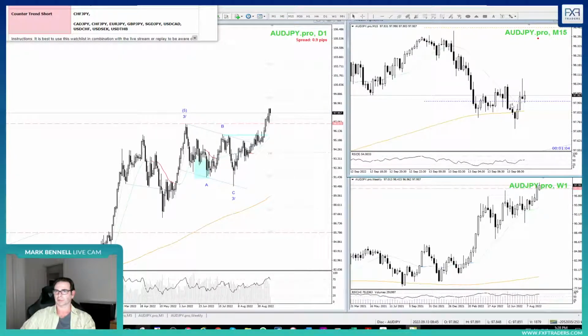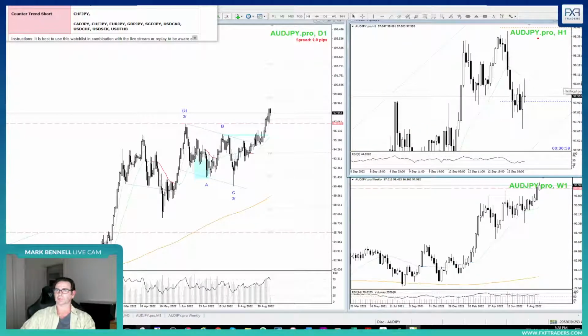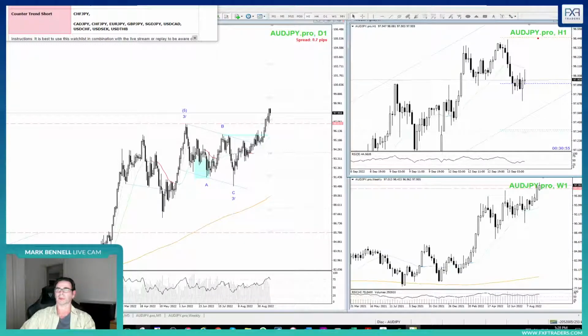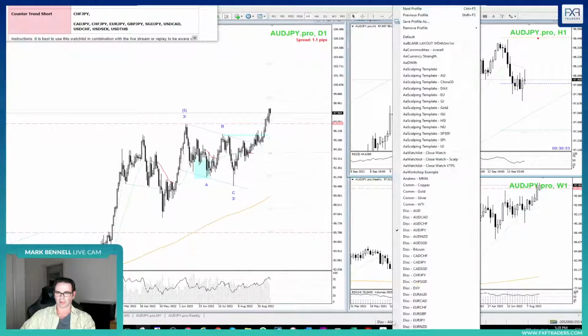All right, so you say, oh, well, it's above the 20, on the 15 it is, but you know, look at the higher time frame. It's worth a go. So nothing lost.